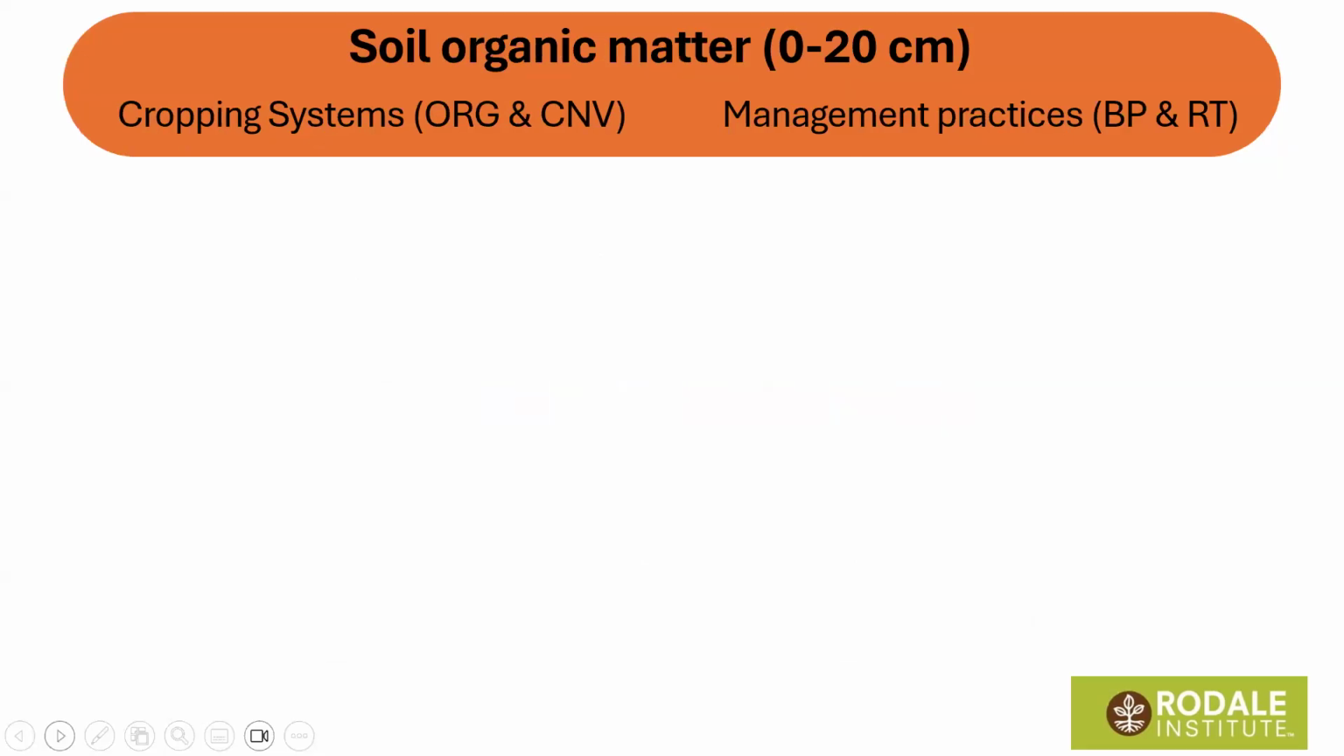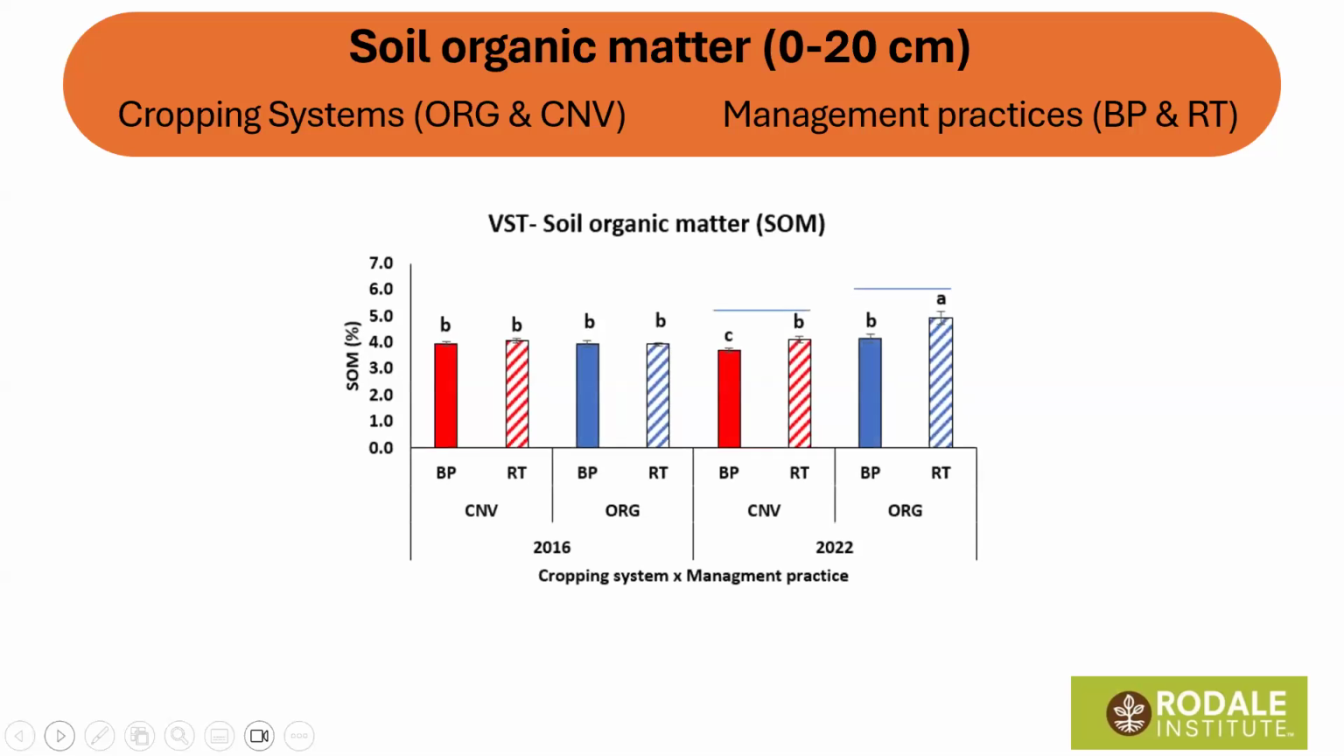Looking at organic matter, similarly, we are using the same color of bars. So here, if you look at 2016, these 4 bars over there were all the same. Of course, this is homogenized soil at the beginning. And then when we move to 2022, you could see again that we have a decline in organic matter in the intensive tillage conventional. However, we built up in the reduced tillage of the organic system.